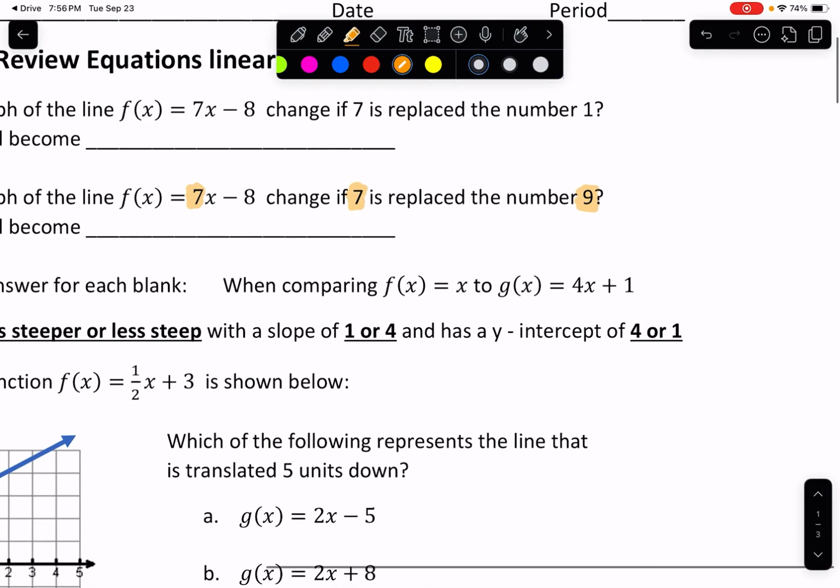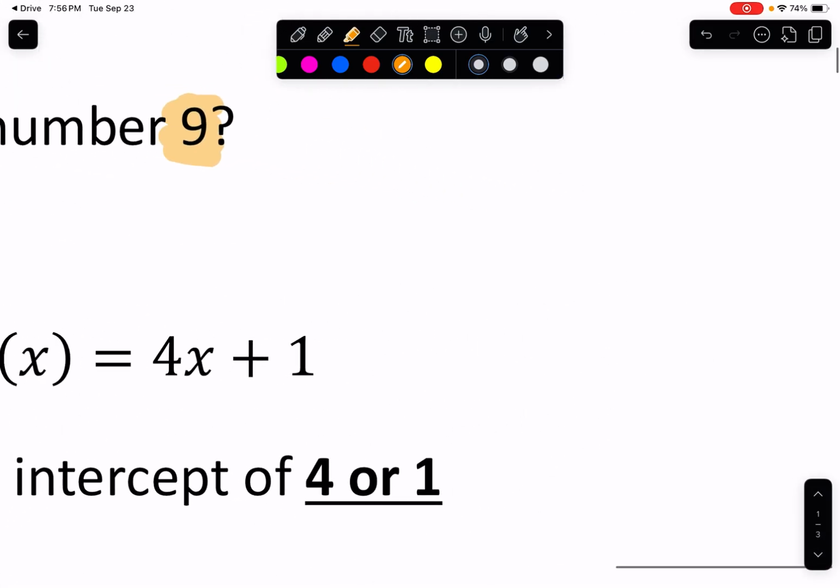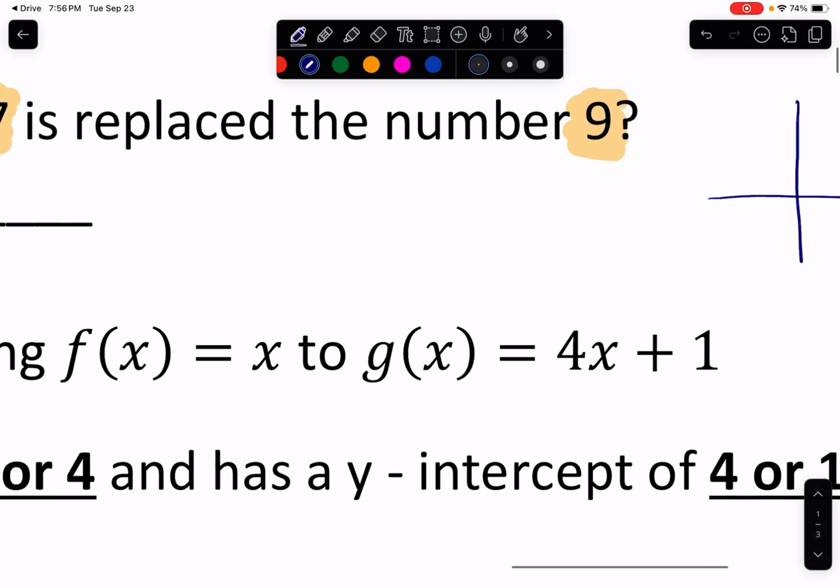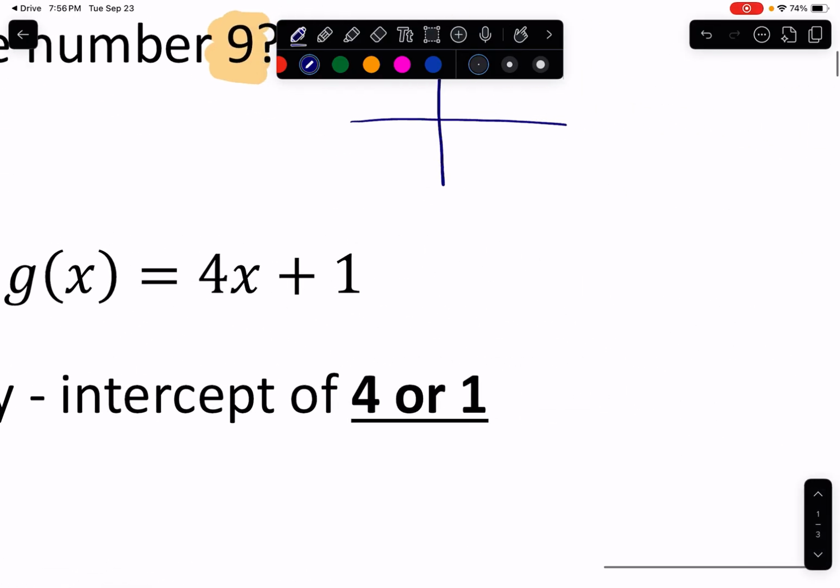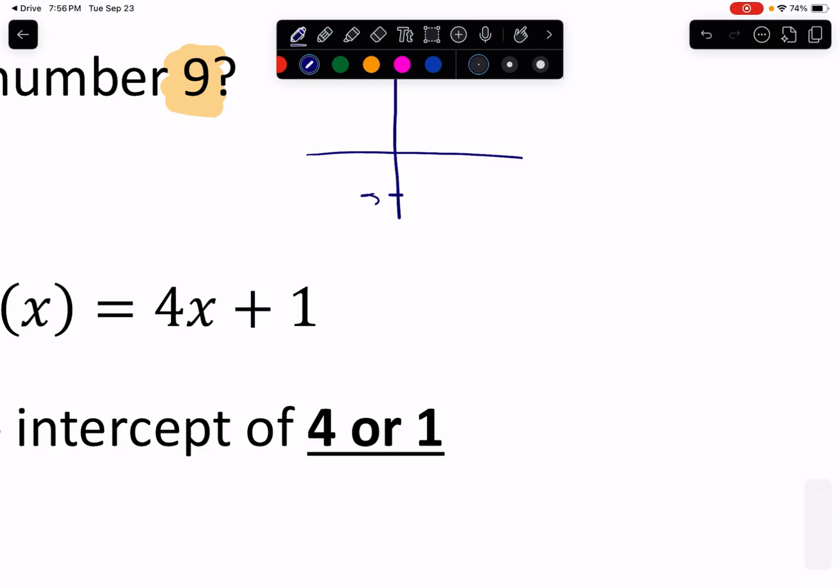All right, so let's think about that for a second and let's do a little bit of exploration here. If I have a slope, let's see, what's my y-intercept? My y-intercept's negative 8. So if I'm down here at negative 8 and I go up 7 and over 1, this is a slope of 7. If I change that to a 9, so instead of going up 7 and over 1, I'm going to go up 9 and over 1. And I'm going to graph that new line.